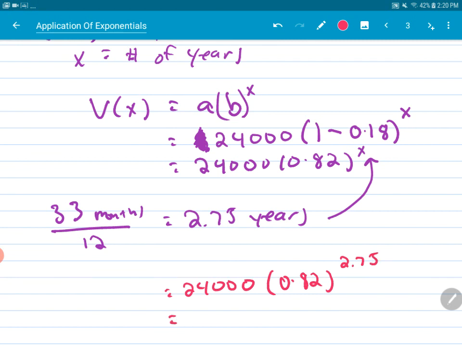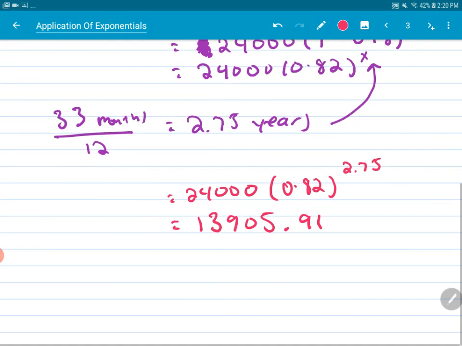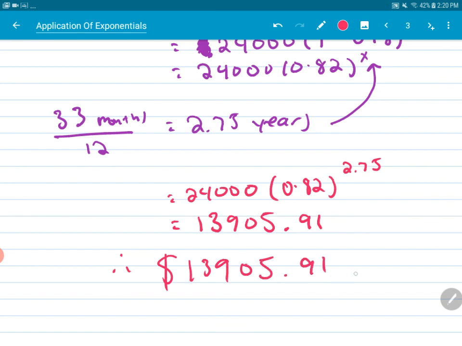Again, you can plug that into your calculator, and your final answer is 13905. We want 2 decimal places because it's money. So you should have 91. You can make yourself a therefore statement with units and say after 33 months, the car will be worth $13,905.91. Hope that helps with some of those application problems.